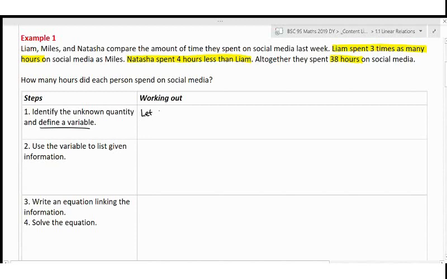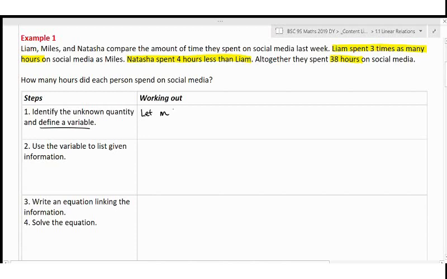I'm going to pick the letter M because I'm looking at our unknown things, and we've actually got 3 unknown quantities here. We've got the number of hours that Liam spent on social media. We've got the number of hours that Miles spent on social media, and Natasha as well. So I don't want 3 different variables. I don't want 3 unknown quantities to work with because I can't work with that. I need 1. Yep.